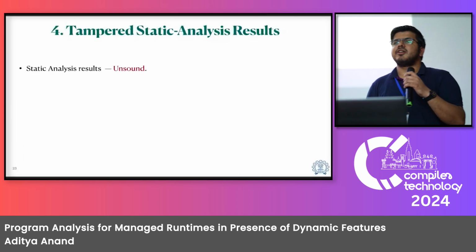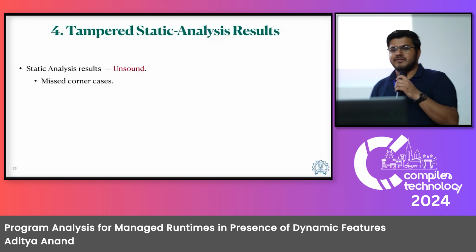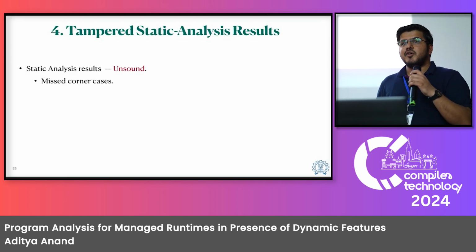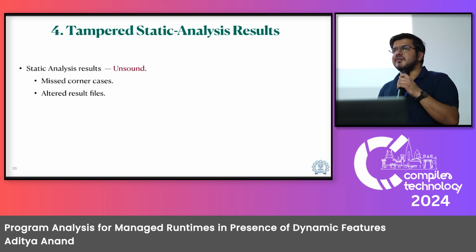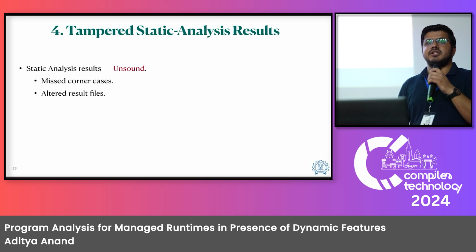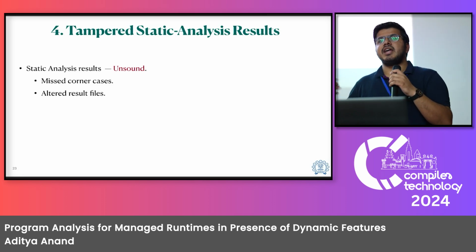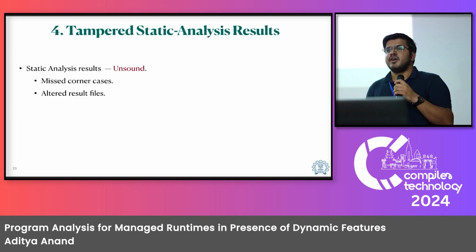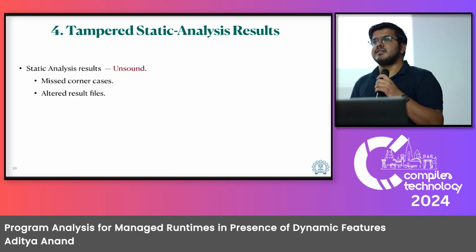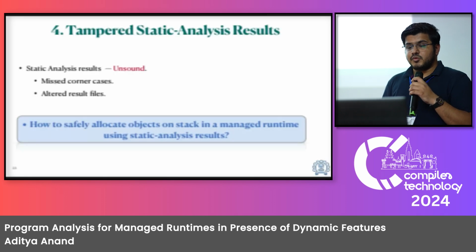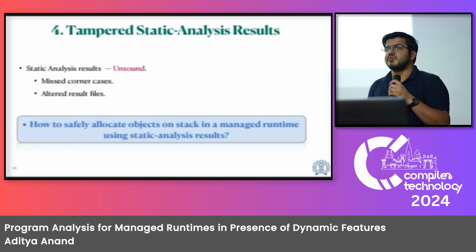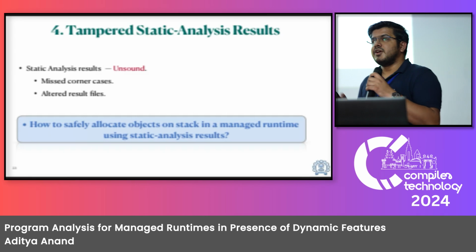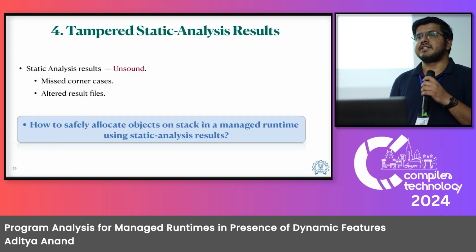The other challenge, or problem, which we have with static analysis is how to say that your static analysis is sound. We can miss some corner cases, or if we are passing the static analysis result to the runtime, somebody can alter that static analysis result. So in the presence of all these challenges, how can we use static analysis results at runtime to allocate more objects on the stack?